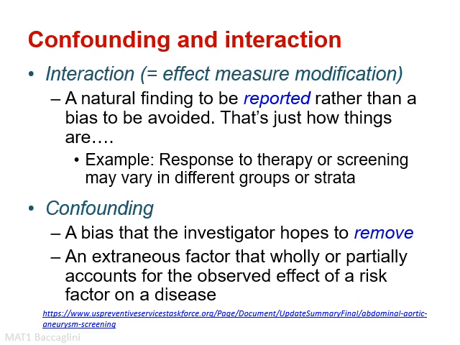Confounding, on the other hand, is a bias that the investigator hopes to remove. This is an extraneous factor that may partially or completely account for the effect that we see between an exposure and an outcome.